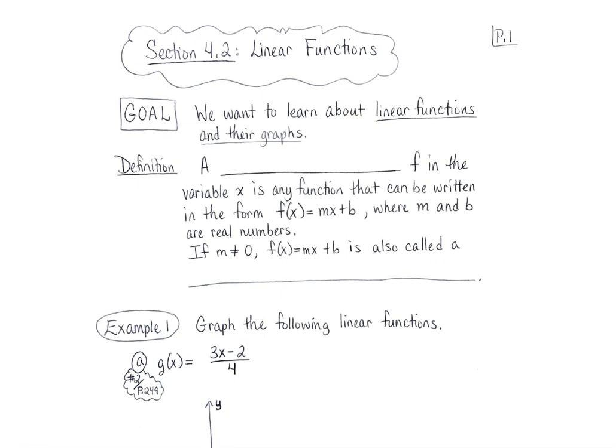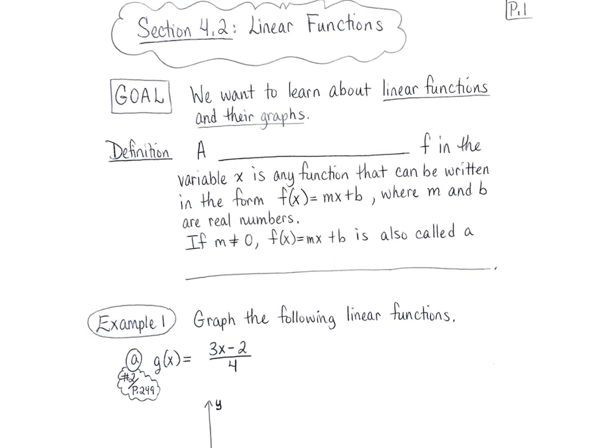Section 4.2, linear functions. We want to learn about linear functions and their graphs. We start out with a definition. A linear function, which we've already discussed, f in the variable x, is any function that can be written in the form f of x equals mx plus b, where m and b are real numbers. This is really y equals mx plus b. Exactly. So we've already discussed this section.